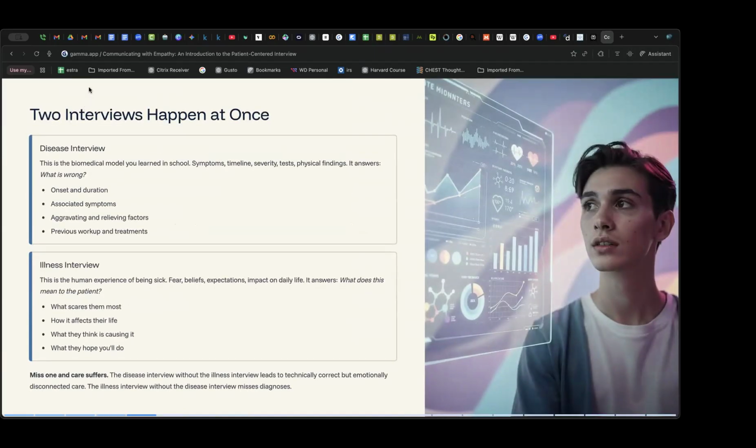So two interviews happen at once. You interview the disease, you interview the illness. The disease is the biomedical model you learned at school, the symptoms, the severity, the tests, the physical findings. And the other one is the human experience of being sick, the fears, the beliefs, the expectations.